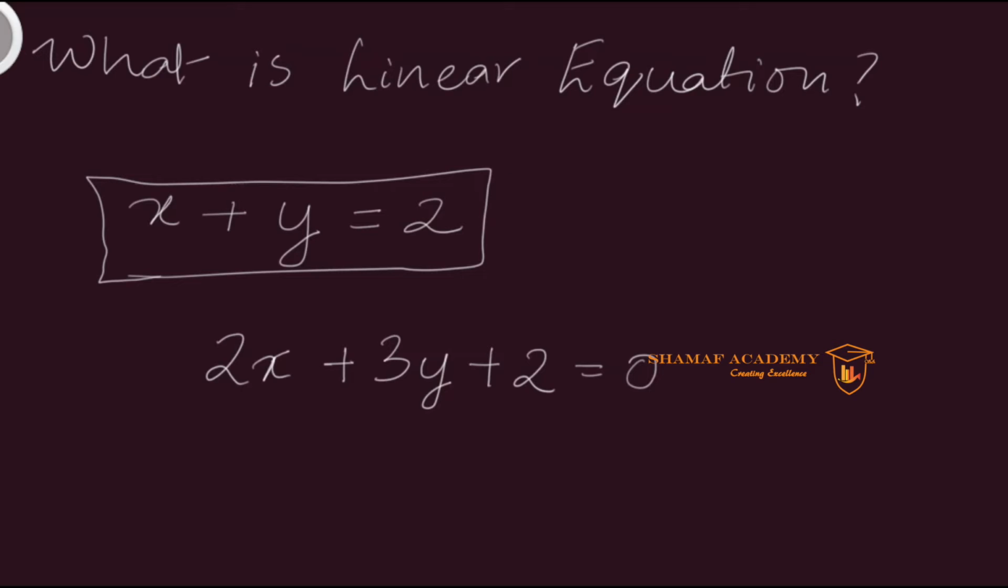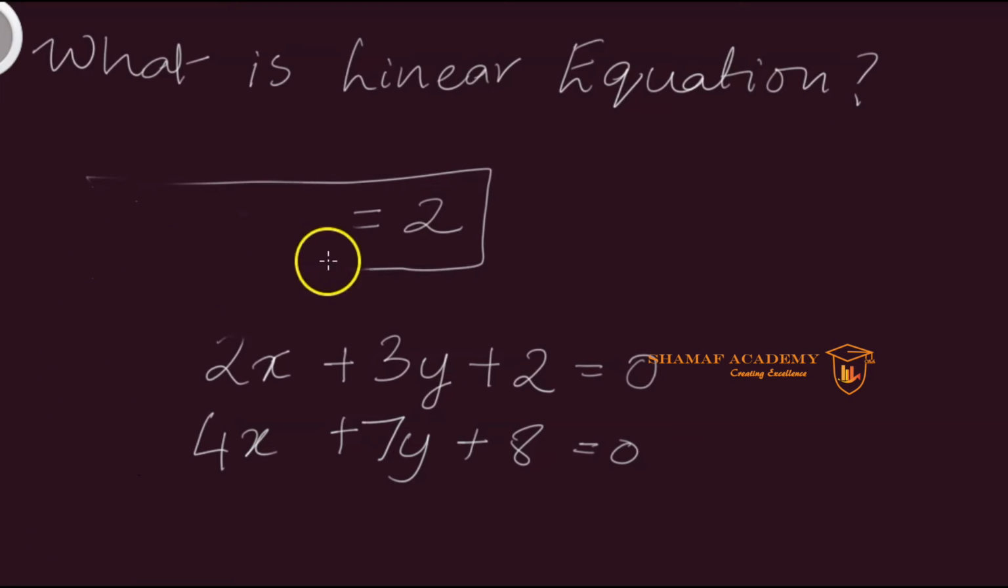As you can see, this is a form of linear equation. Now from here, let me write one more linear equation. Let me write 4x plus 7y plus 8 equals 0.